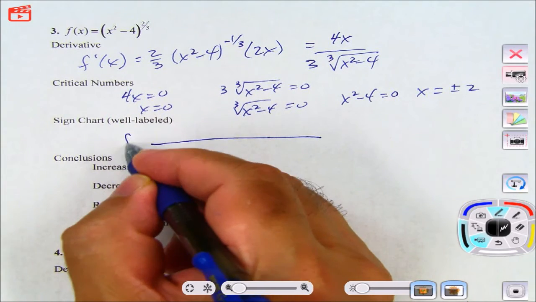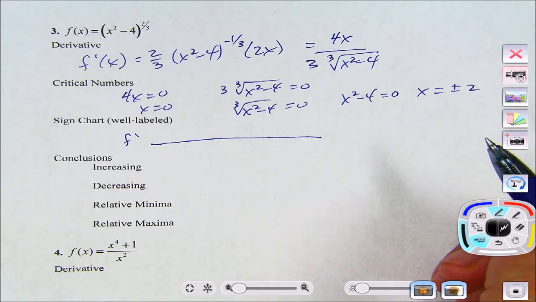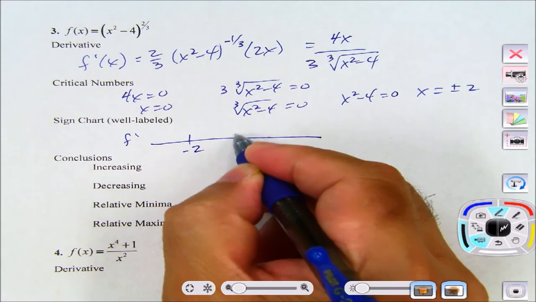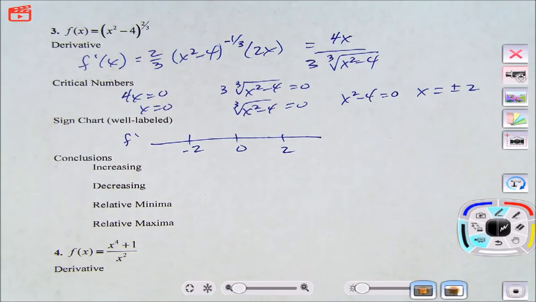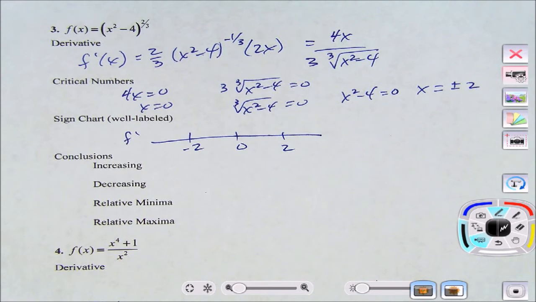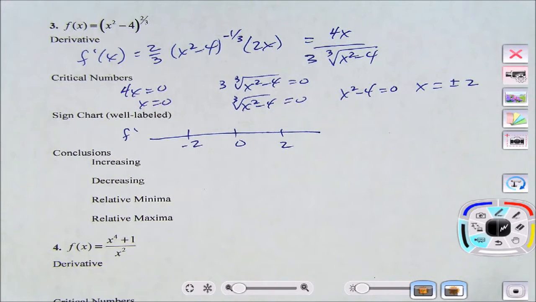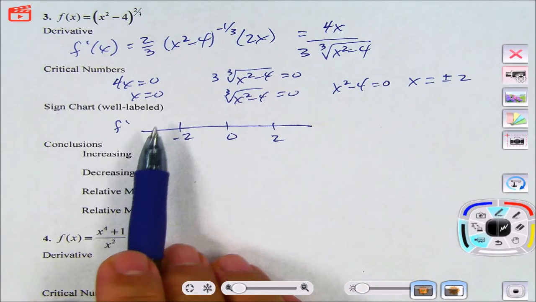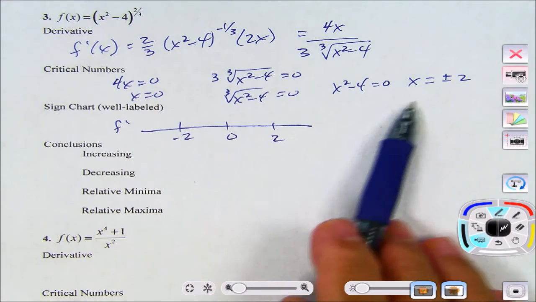So this is f prime. And we want -2, 0, and 2. Why did they specify well labeled? I don't know. Maybe because people don't label it, but I don't know what that means. Maybe mine aren't well labeled. All right, so let's plug in a number here. -3. So this is really messy.